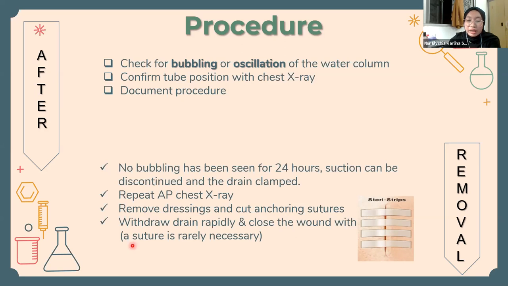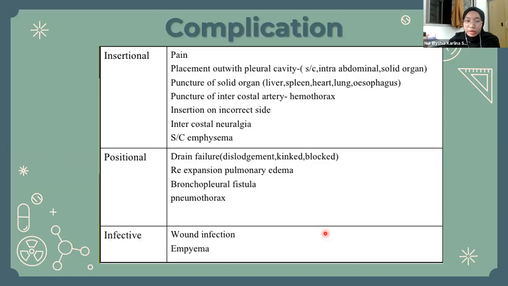Usually suture is rarely done compared to sterile strips for the closure of the wounds after removal of the tube. So these are the complications of the chest drain. It includes pain or discomfort at the insertion site, placement outside the pleural cavity, subcutaneous or intra-abdominal, puncture of solid organs like liver, spleen, heart, lung, or esophagus, puncture of intercostal artery, malposition of the tube, intercostal neuralgia, or subcutaneous emphysema.